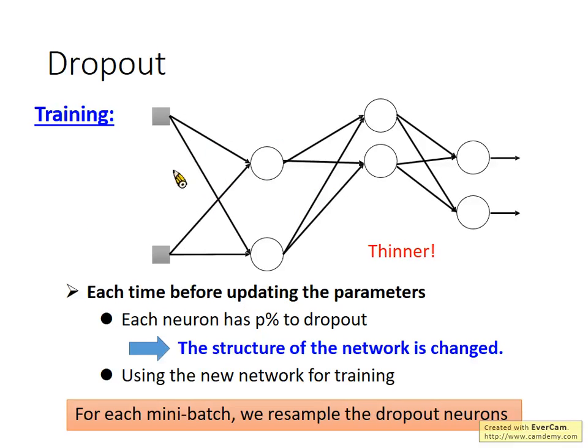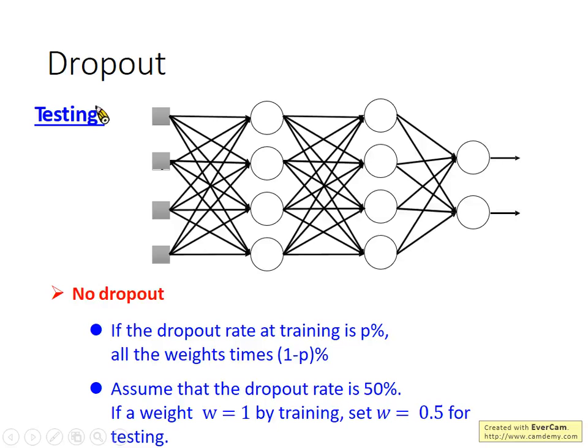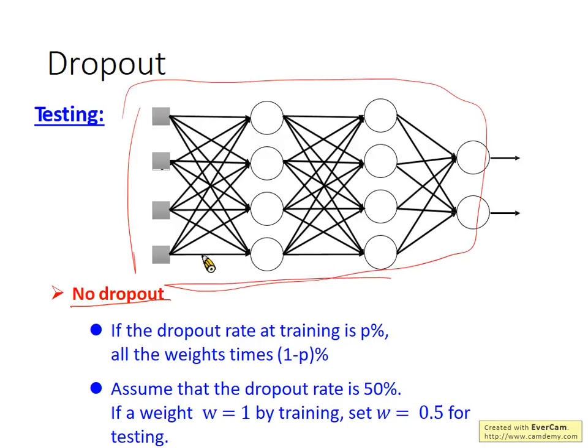When we discard some neurons, the whole network becomes thinner. The structure of the network is changed, and we use the new network for training. For each mini batch, we may resample the dropout neurons, so each time we discard different neurons. At testing, we don't do dropout. We use the whole network to do testing.